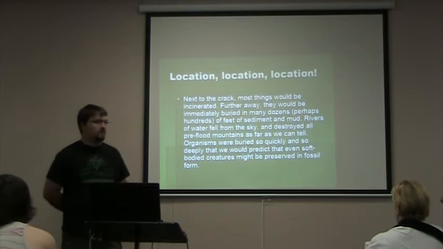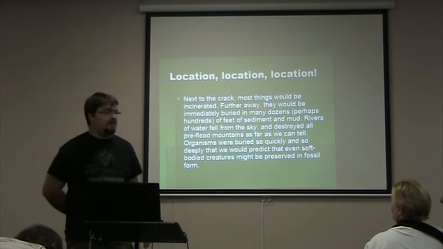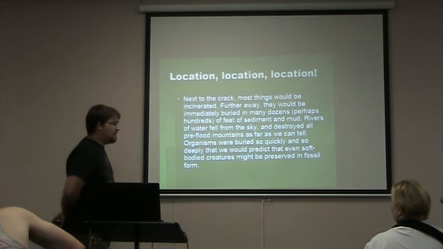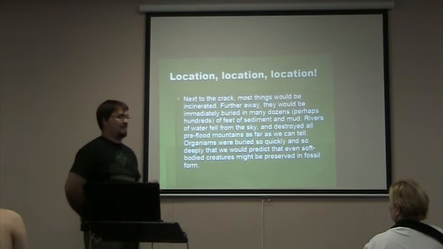Rivers of water are falling from the sky. We're destroying all of the pre-flood mountains. The Garden of Eden is not on the earth anymore. It is gone. We had crazy Christians thinking that the pyramids predate the flood. Nothing predates the flood. God says the earth is destroyed in the flood, and he's not kidding about that. Okay? Destroyed all the pre-flood mountains.